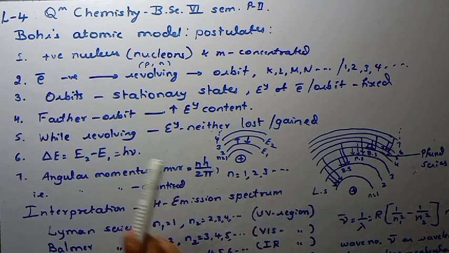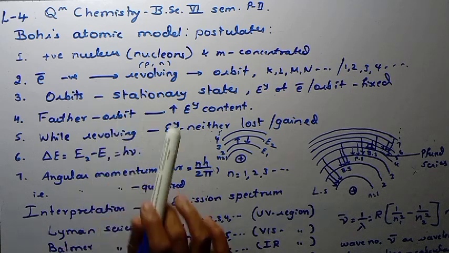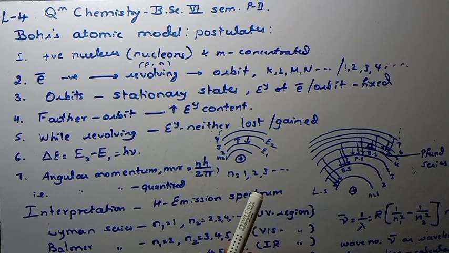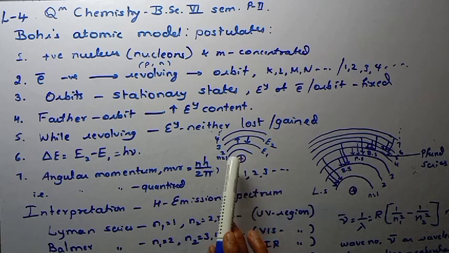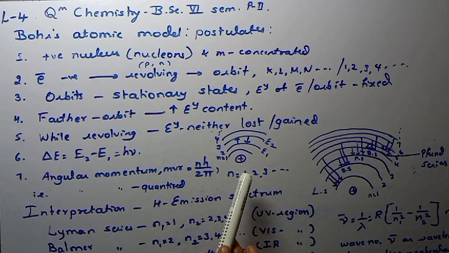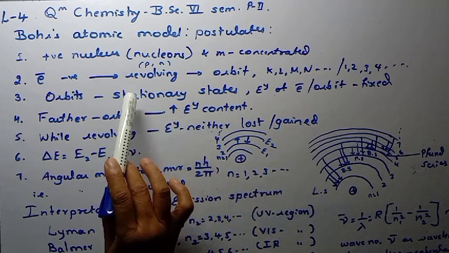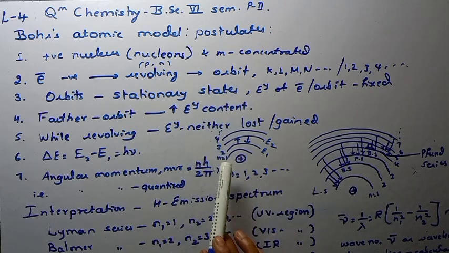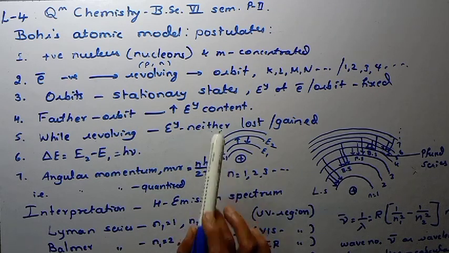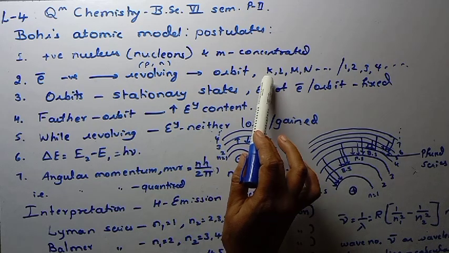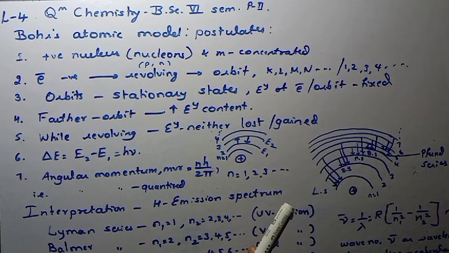The second postulate is that the negatively charged electrons are revolving at a definite distance from the nucleus in a circular path, and these paths are called orbits. They are denoted by n equal to 1, 2, 3, 4, and so on, or K, L, M, N, and so on, respectively.